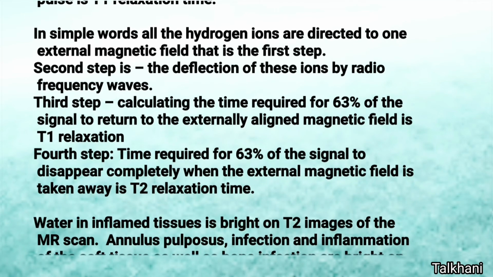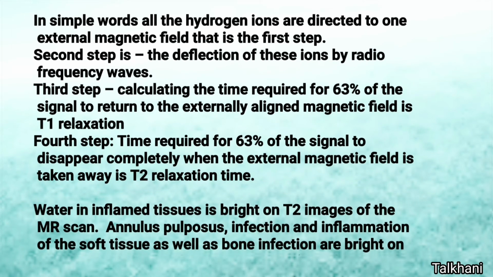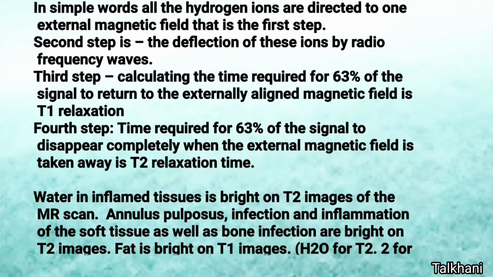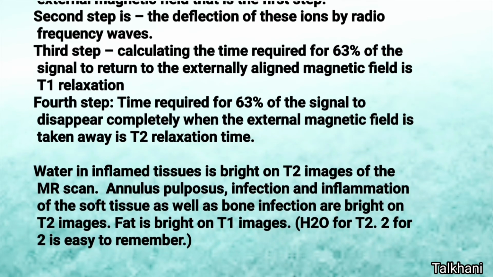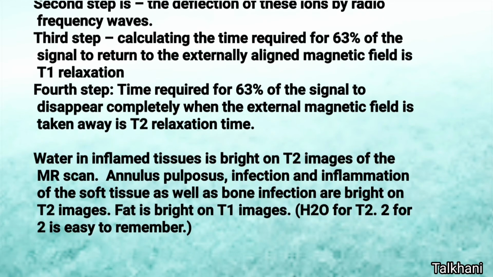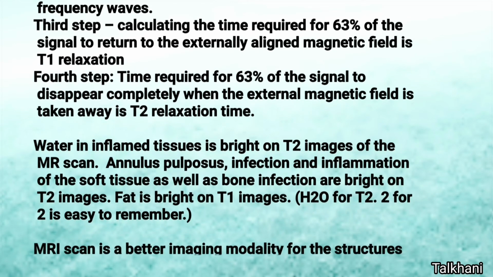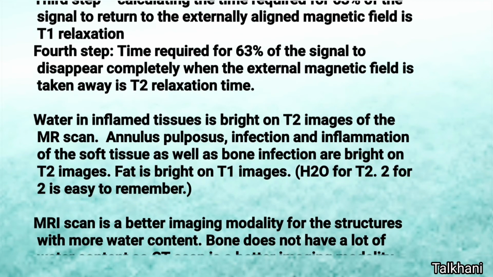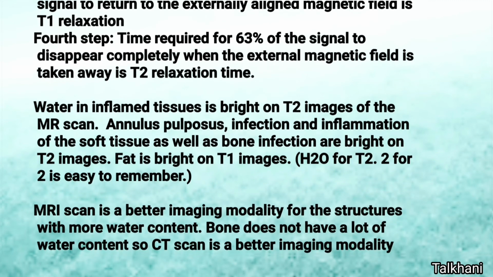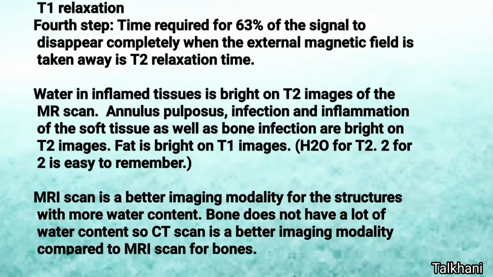Water in inflamed tissues is bright on T2 images of the MR scan. Annulus pulposus, infection and inflammation of the soft tissues as well as bone infection is bright on T2 images. Fat is bright on T1 image. H2O for T2, 2 for 2 is easy to remember.